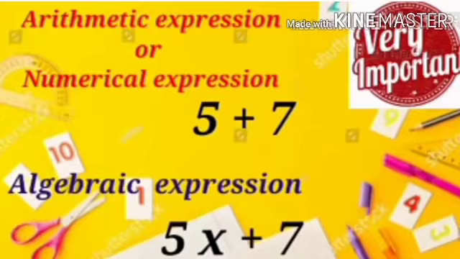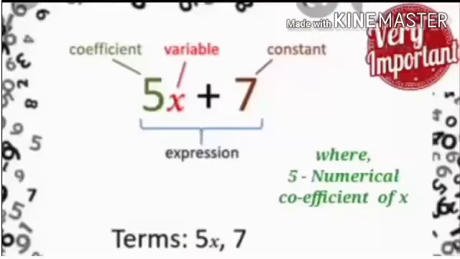Before going to do the problems, let's recall once again a few terminologies which we will have to encounter frequently. For example, 5 plus 7 can be called a numerical expression or an arithmetical expression. In this numerical expression, if an alphabet x is present, for example 5x plus 7, it becomes an algebraic expression wherein the alphabet x is called the variable, while the numerical value in front of the variable x is called the coefficient of the variable x.